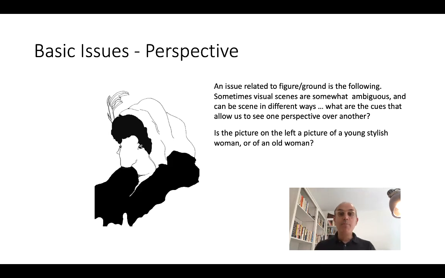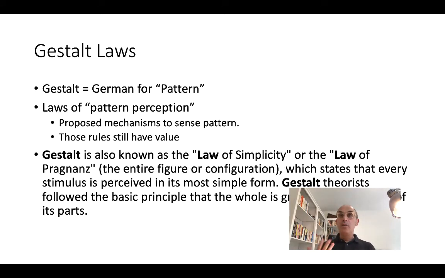So the issue is perspective. Usually the question is whether the picture on the left shows a young stylish woman or an older woman. This is where we can help, in order to make this visual more transparent. This is something that makes us different from artists, whose role is to play with our perspective. In our role as visualization people, we like to be more transparent. So this is the issue that we need to apply ourselves to.